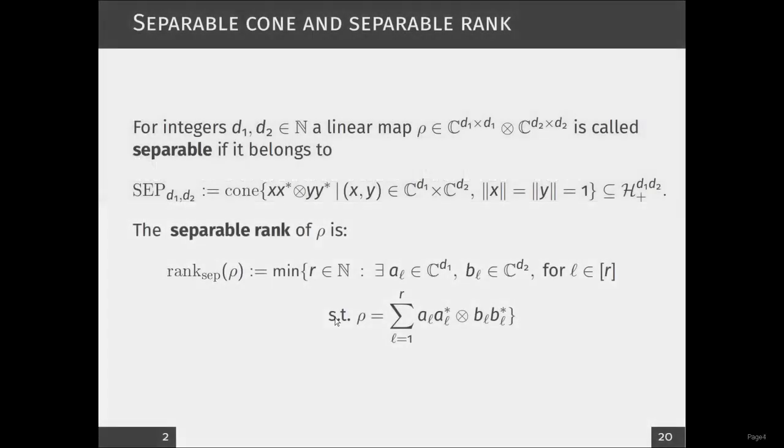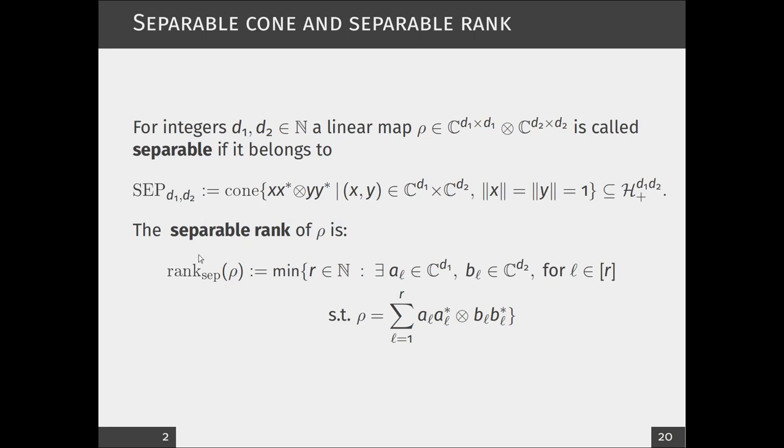Introduction and motivation. Let's say you are given two integers d1, d2, and a linear map row of the appropriate size and complex entries. We call it separable if it belongs to this cone, which we also call the sep cone. It has this special tensor product structure. Also note that because of this special tensor product structure, it necessarily must belong to the cone of Hermitian PSD matrices of size d1 times d2.